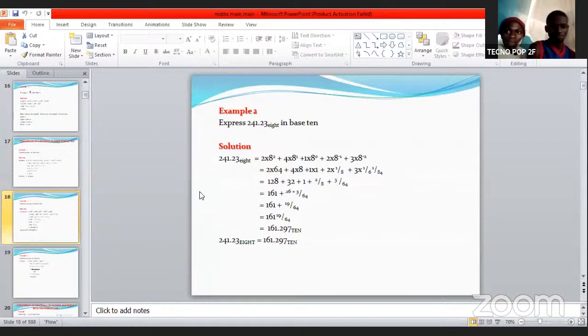Okay, this is another example. Like I said, it's just a similar thing to what we did here. You have 241.23 to the base of 8. So since the base is 8, we'll take the first number, 2, times 8 to the power of how many numbers are in front of 2? 1, 2. The second number is 4 times the base, which is 8. How many numbers are in front of 4? 1. And the third number is 1 times the base of 8. How many numbers are in front of 1?